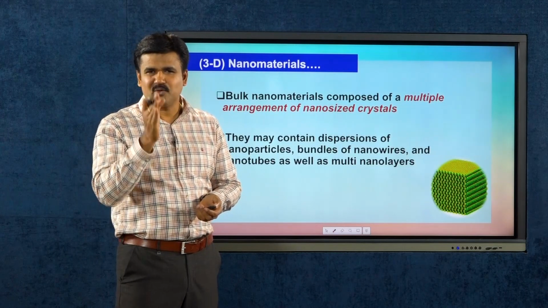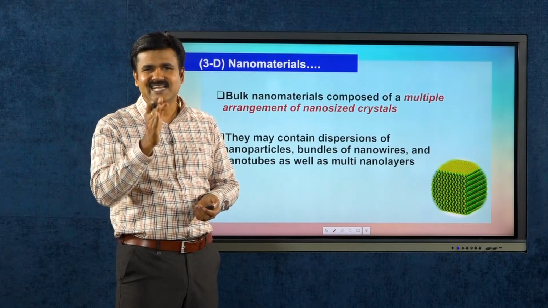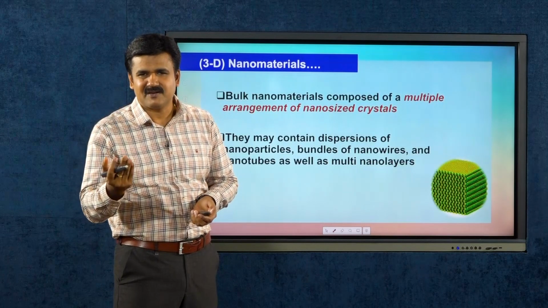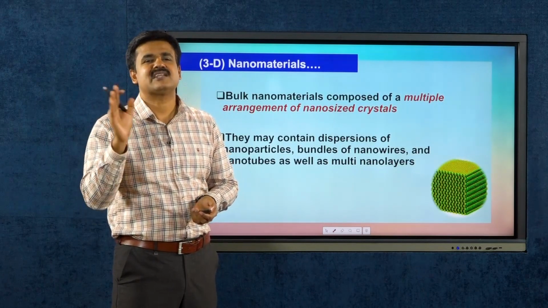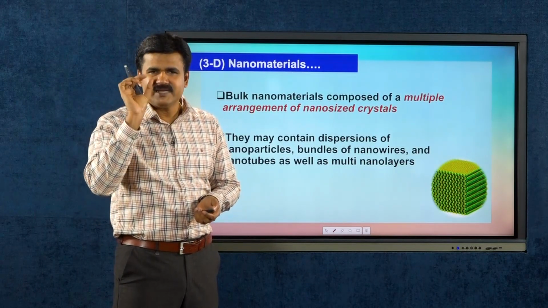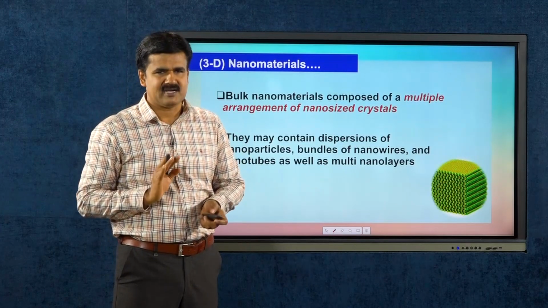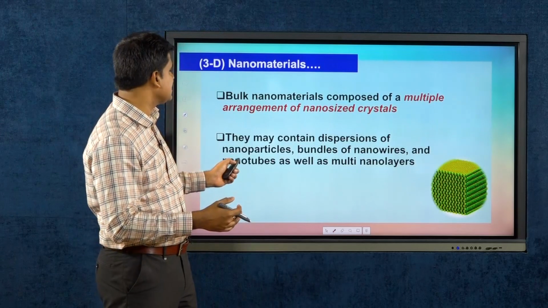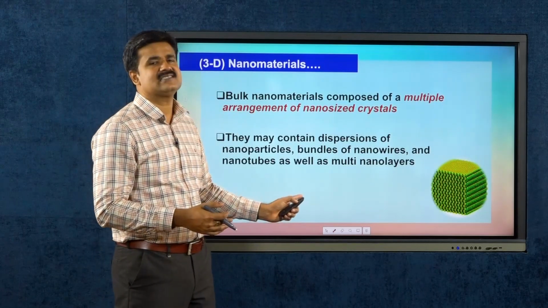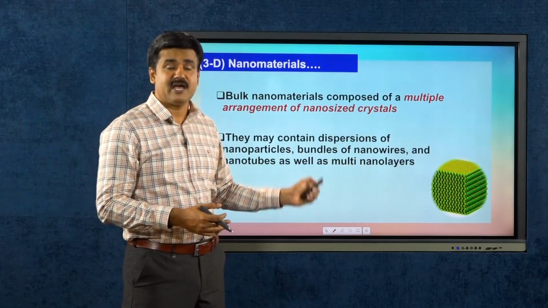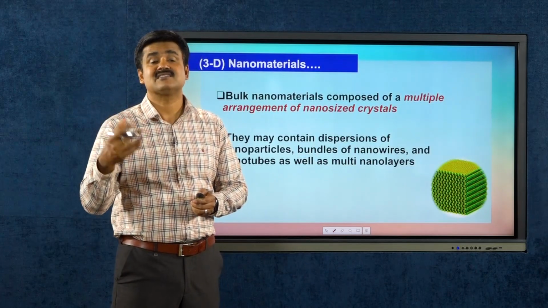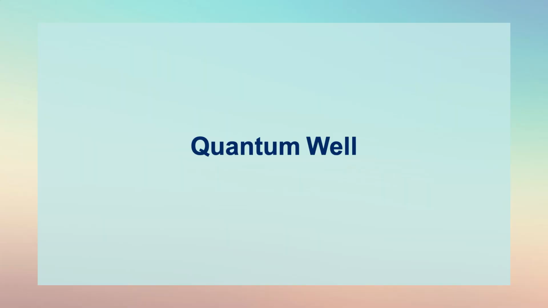Remember, this point is very significant. 3D nanomaterial is different from bulk material or 3D material. 3D nanomaterials are obtained by the assembling of individual nanoparticles. Those individual nanoparticles may be nanoparticles as such, nanowires, nanotubes, or they may consist of multi-layers. Another important area of today's discussion is about quantum well.